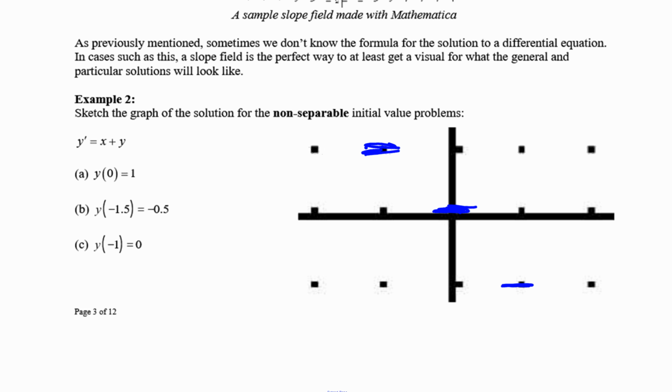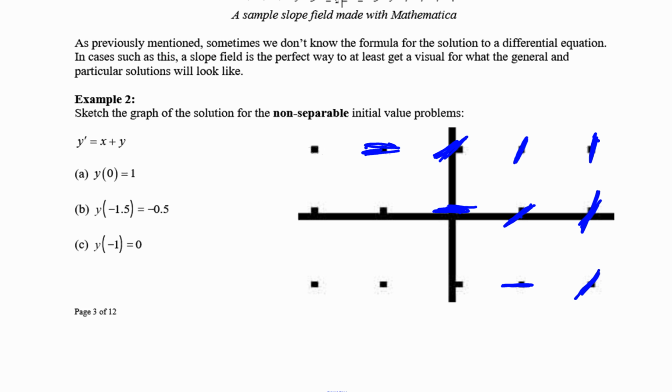For example, this point is 1, 0, so that slope is going to be 1. This point is 2, 0, so this slope is going to be a little steeper than that. Up here, this slope is going to be 1, and this slope is going to be 1. These should all look the same. Then we have 1, 1, so that slope is 2. That should look something like that. This one's going to be a little bit steeper.